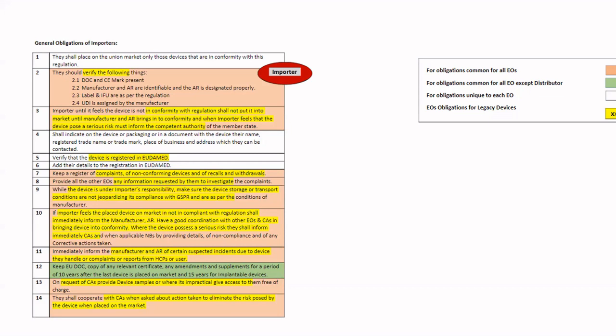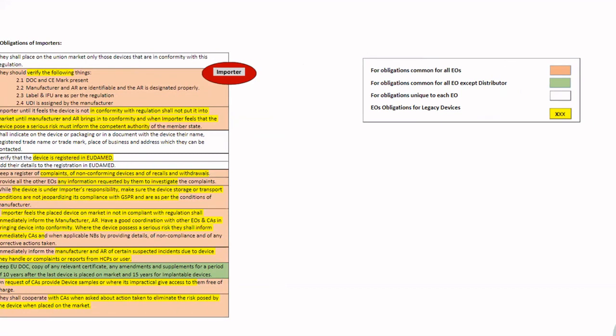As I said before, the cream color items are common for all of these, and we have already read them before. The yellow fonts are the legacy devices. So there is nothing new other than having a complaint registry. Next, coming to the distributor.